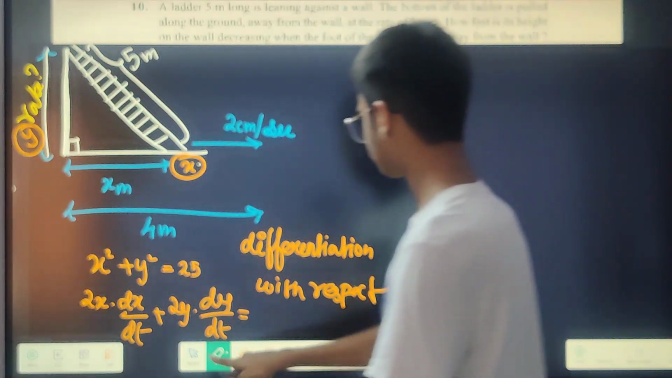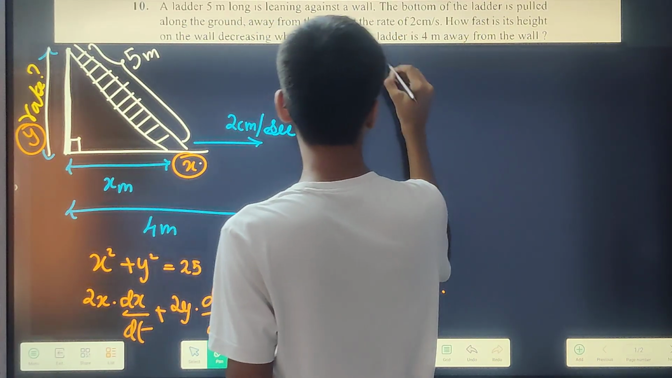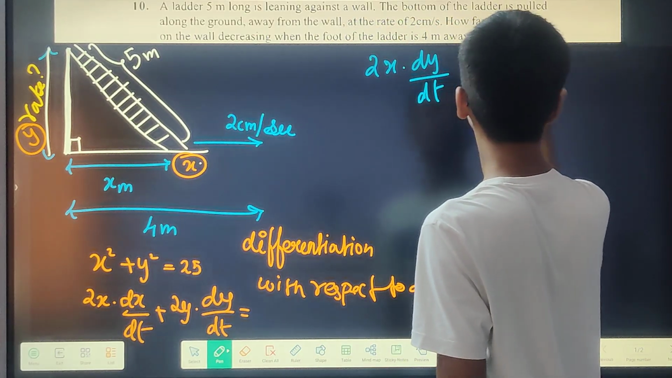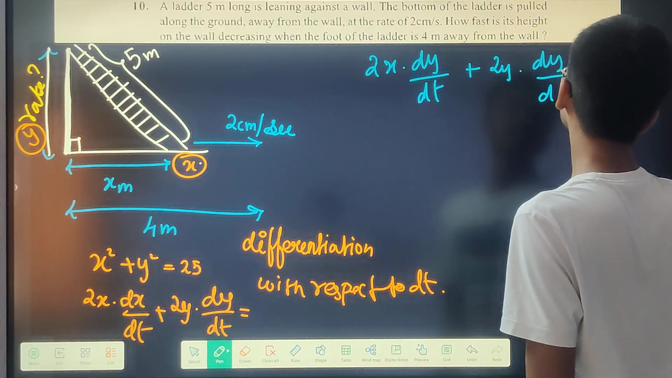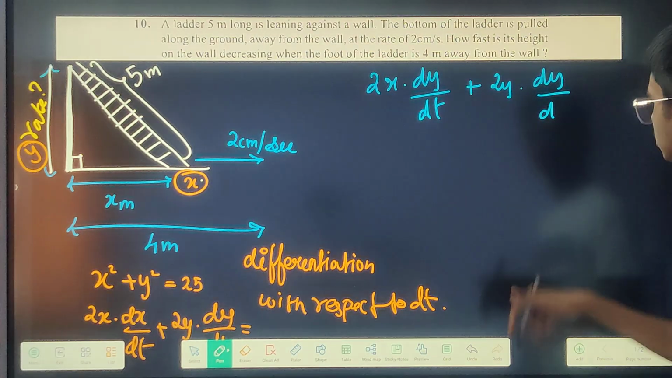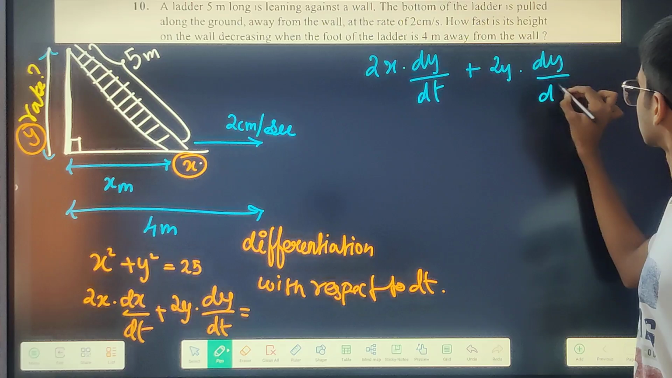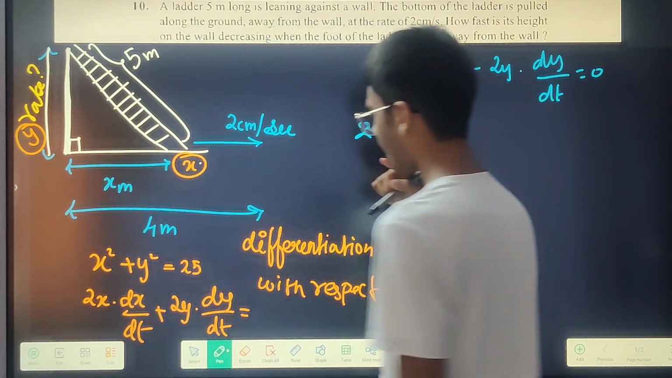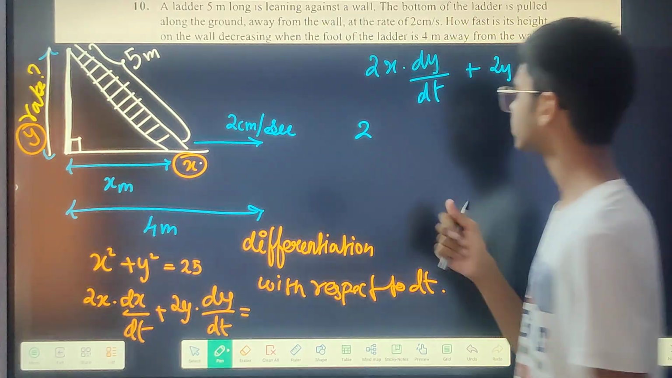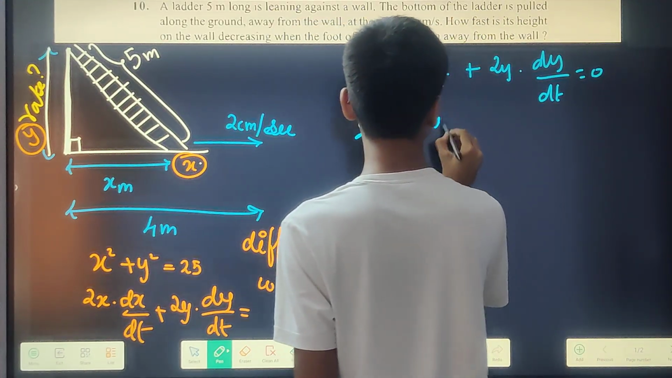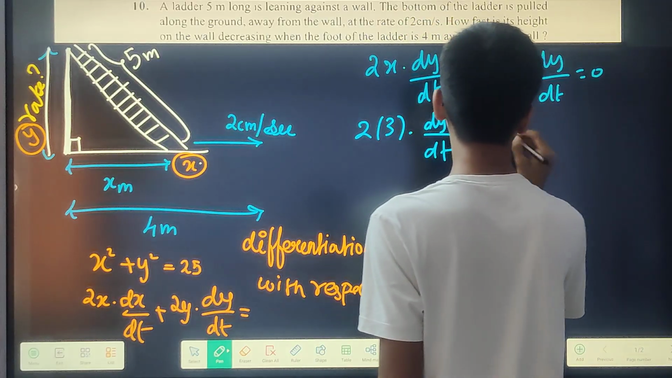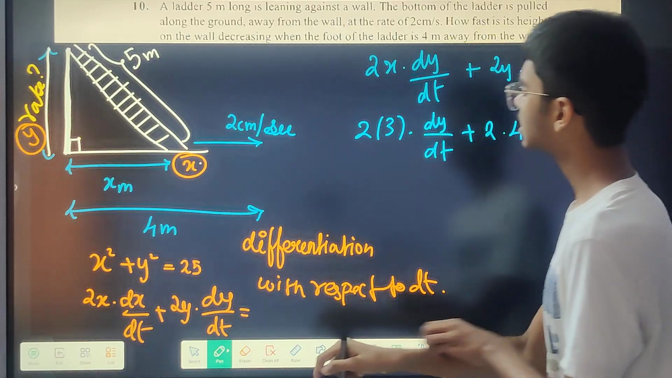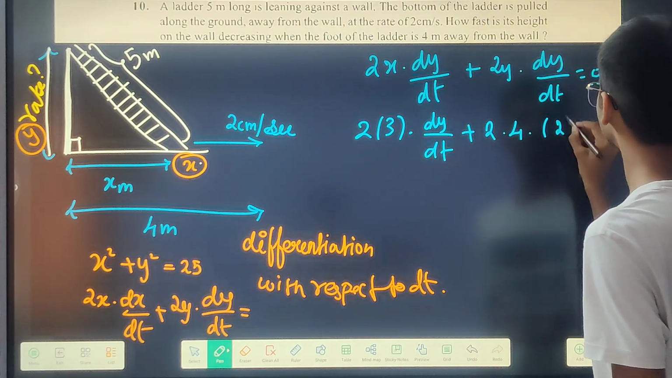So now you have this, right? That is 2x into dx by dt plus 2y into dy by dt is equal to 0. Now, what is x? x is going to be 3 meters, now we got. So 3 into dx by dt is the thing that they are asking us, plus 2 into what is y? y should be 4. And they have given us dy by dt. What is dy by dt? It is actually 2.